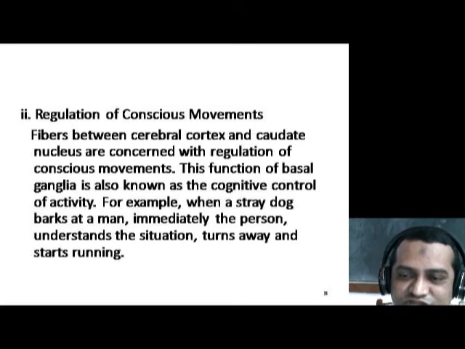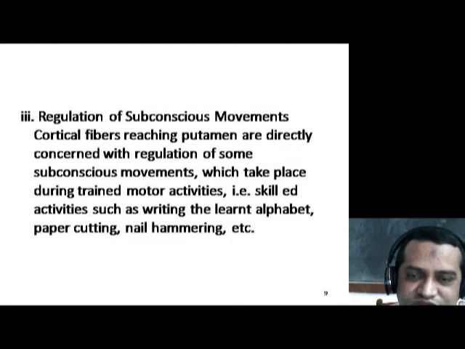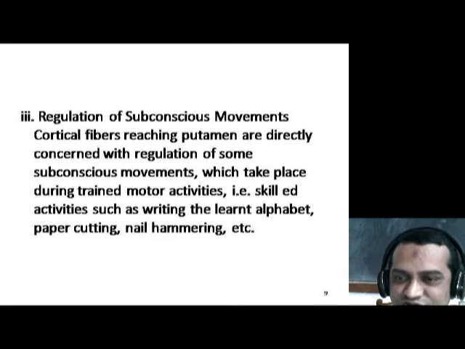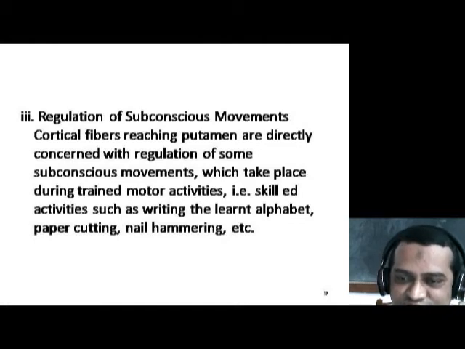For example, when a stray dog barks at a man, immediately the person understands the situation, turns away and starts running. So this is the regulation of conscious movement. Then the third function is regulation of subconscious movements. It also regulates subconscious movements. The cortical fibers which are reaching the putamen are directly concerned with regulation of some subconscious movements which take place during trained motor activities, that is skilled activities such as writing the learnt alphabet, paper cutting, nail hammering, etc.